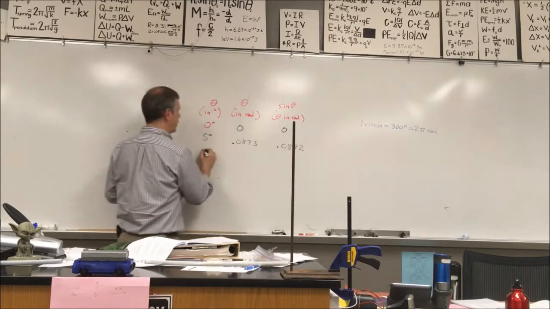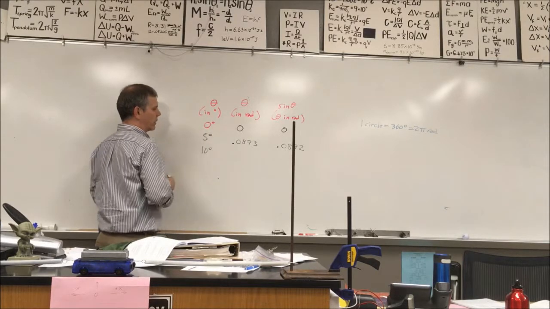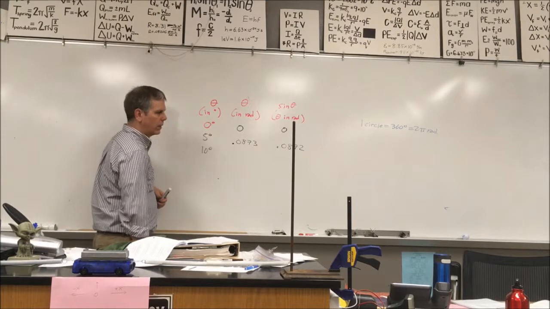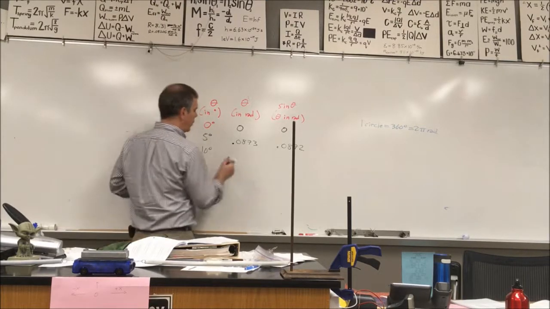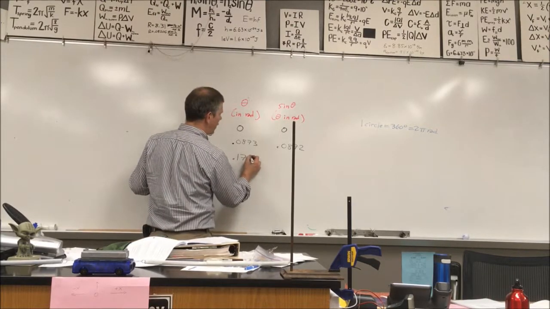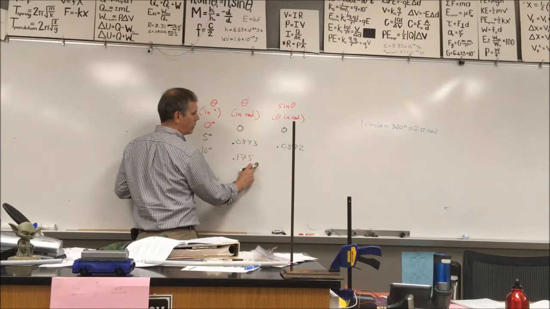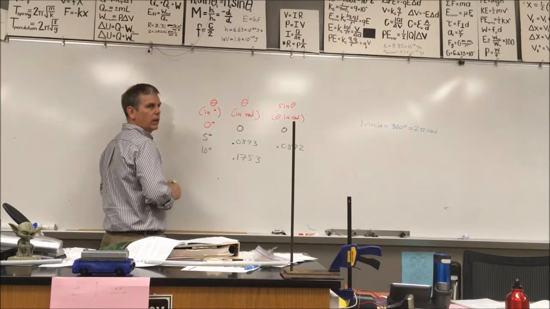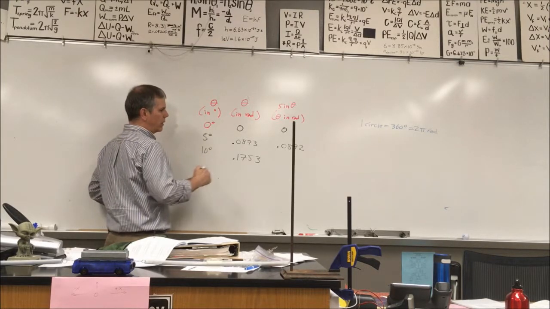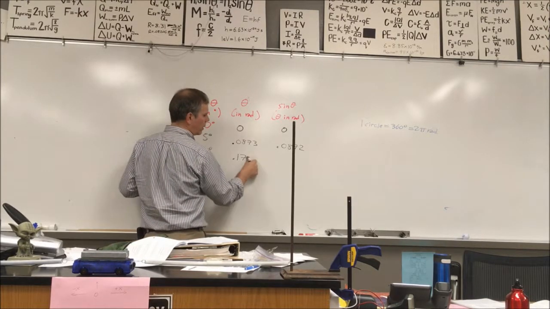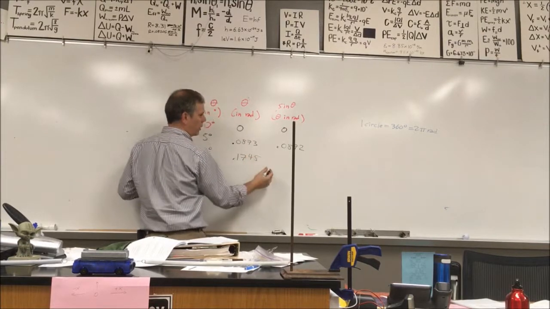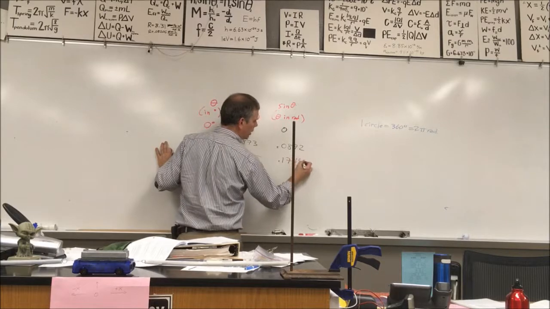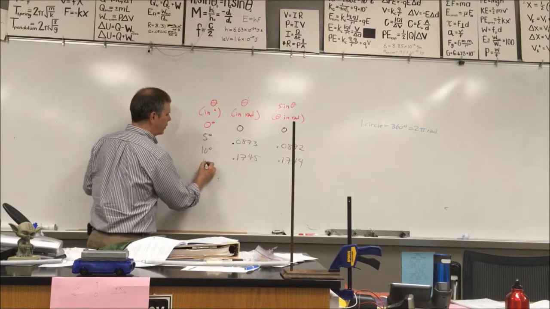All right, so now 10 degrees, give me that in radians. 0.175. Take the sine of that in radians. If you want it to the fourth decimal, 0.1745. And the sine is 0.1736? Okay, now 15 degrees.